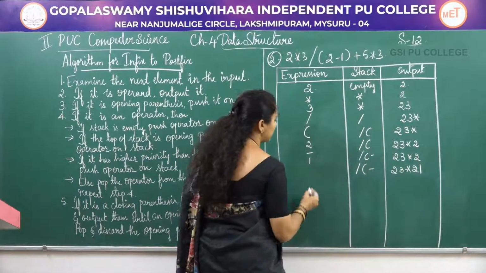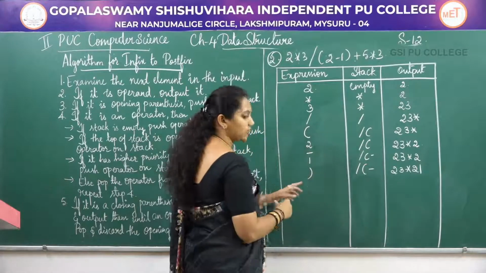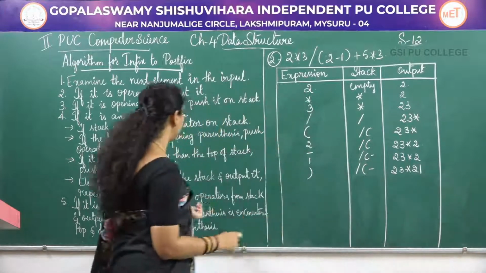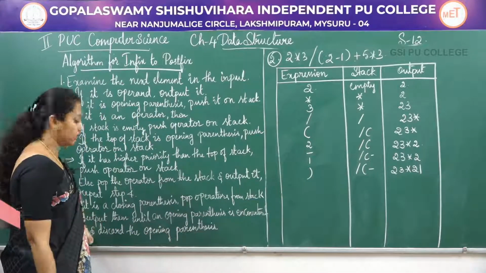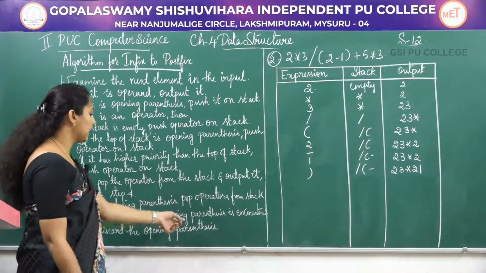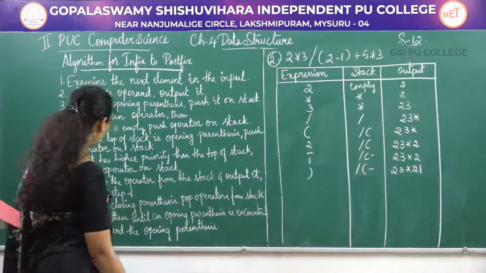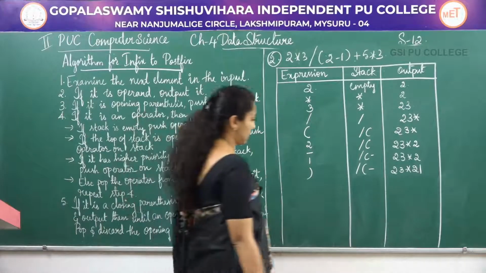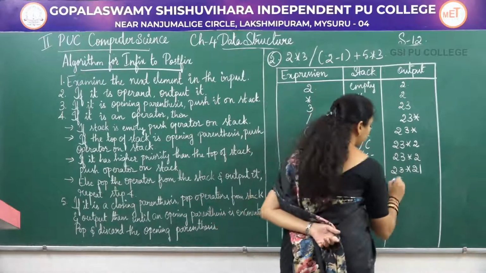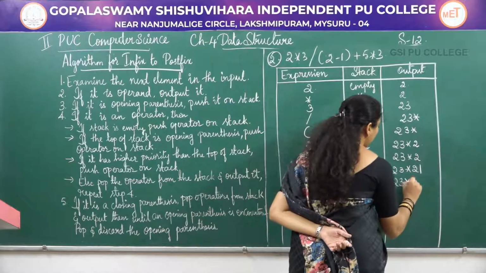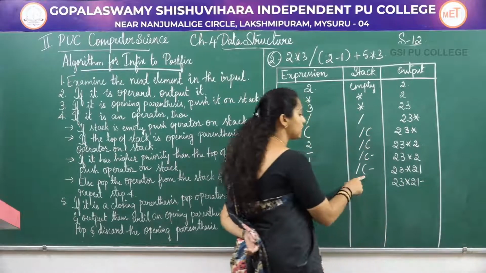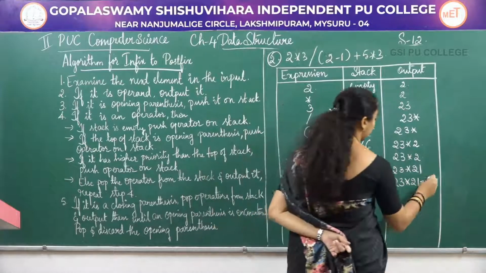So the next element is a closing parenthesis. If it is a closing parenthesis, we have to pop out the operators from the stack and output them until an opening parenthesis is encountered. Then we have to pop and discard the opening parenthesis. So here we pop out all the operators and discard this opening parenthesis.